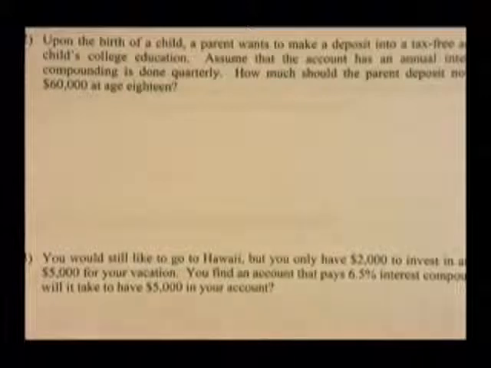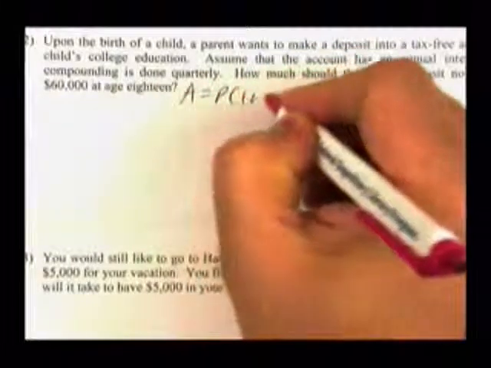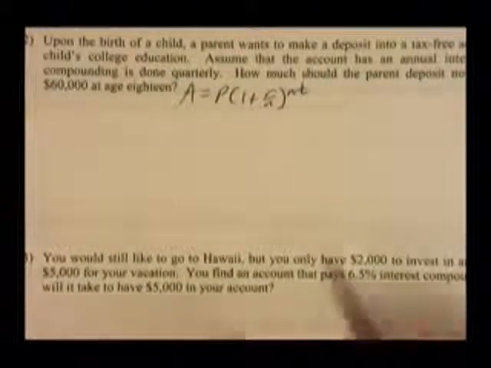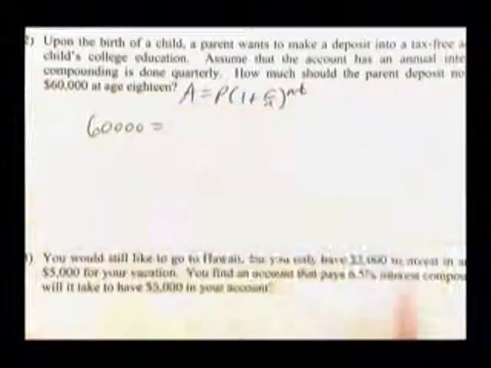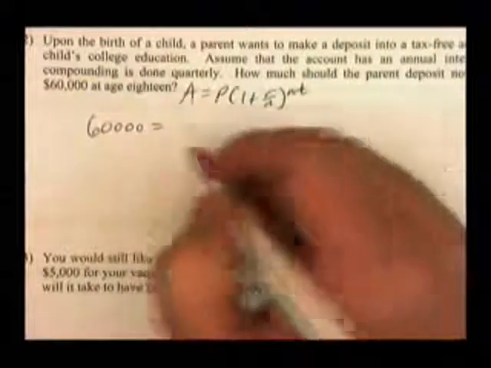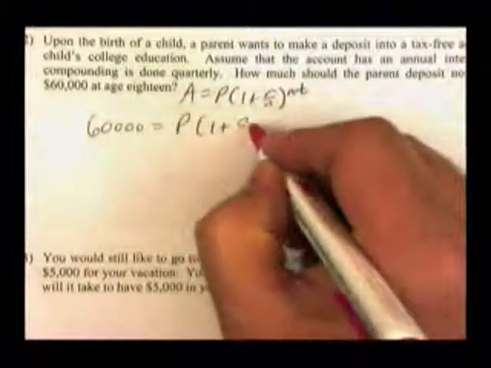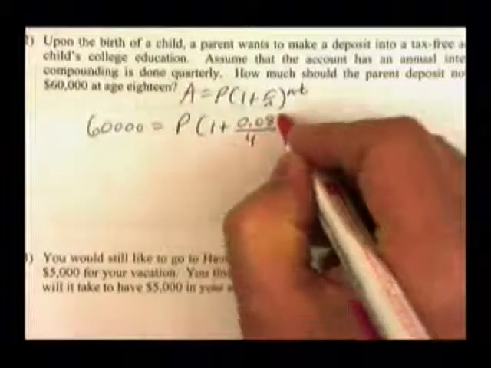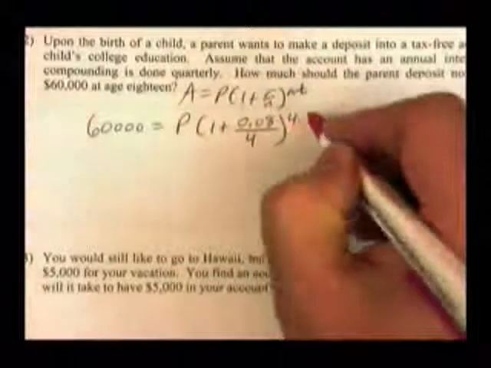Alrighty. So we have our formula, which is A equals P times 1 plus r over n raised to the nt. And we need to figure out what we know and what we don't know. Notice on this one, the $60,000 is what we want at the end, so that's our A. So I'm going to plug that in for A. The P is what we don't know. We want to know how much they should deposit now. So that's unknown. Our interest rate is 8%, so I'm going to change that to a decimal. Our compounding is quarterly, so that's going to be an n of 4, raised to the 4 times, and it's upon birth until 18, so it's going to be 18 years.